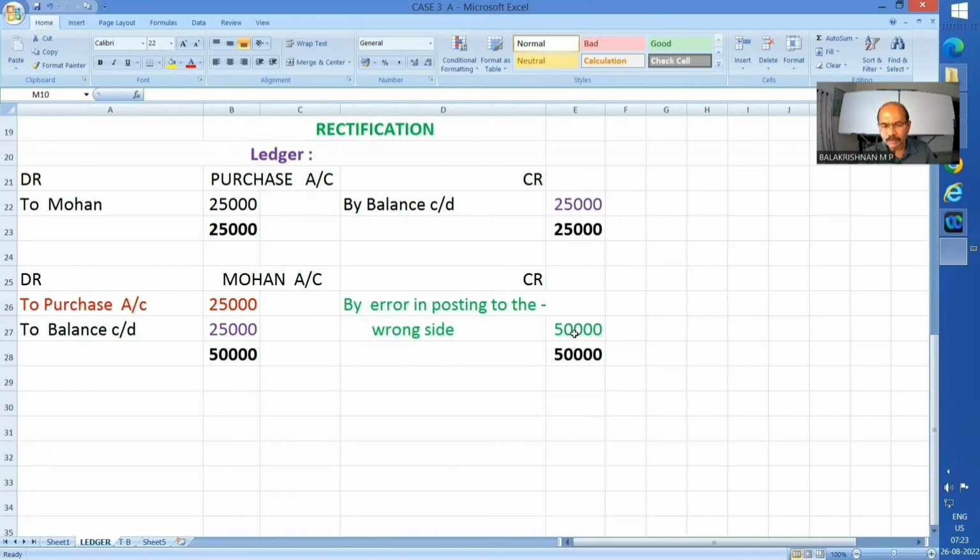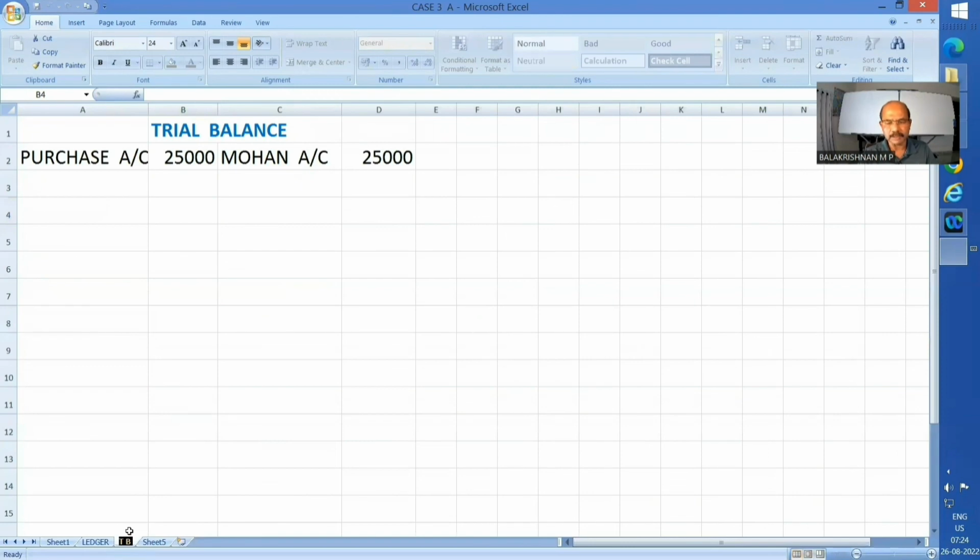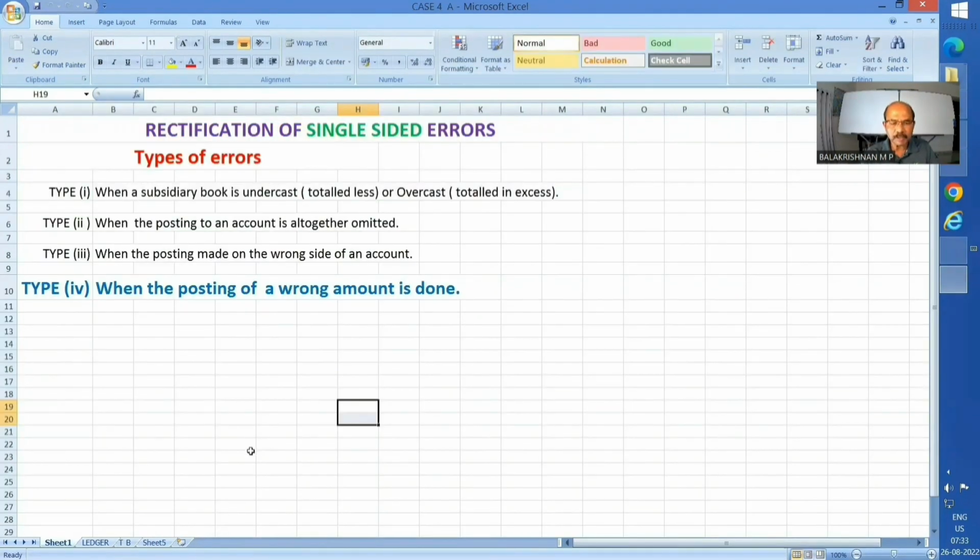That is, of course, a part of the original journal entry had it been properly posted. That means purchase account debited to Mohan 25,000 and Mohan by purchase 25,000. So if we put here 50,000, the account will get balanced to 25,000. Obviously, our purchase account and Mohan account both will show 25,000 each and a satisfactory trial balance. Well, students, rectification of single-sided errors, the last type of error, that is when the posting of a wrong amount is done.